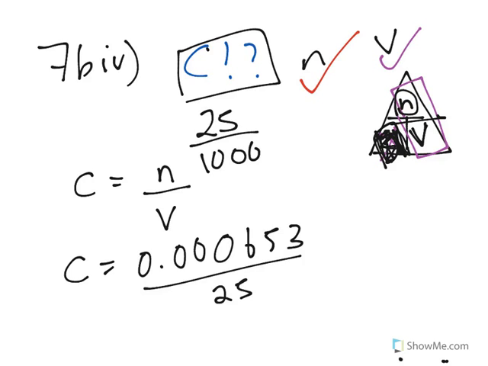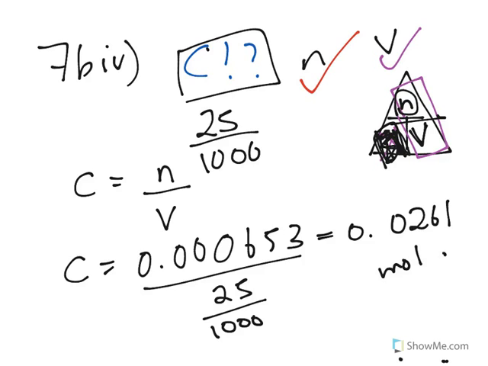So you divide this by 25 over 1,000, and what you will get is that the concentration of H2SO4 is 0.261 moles per decimeter cube. And that is your answer.